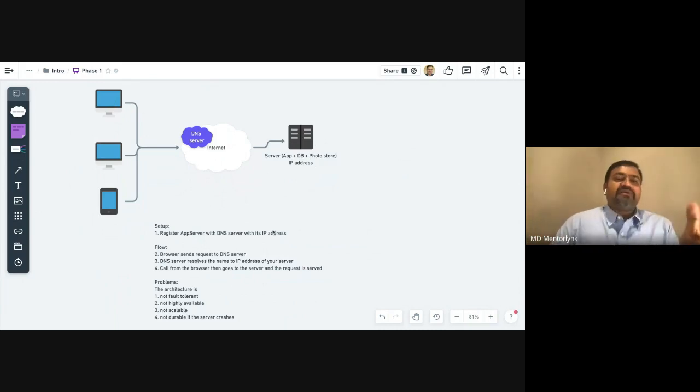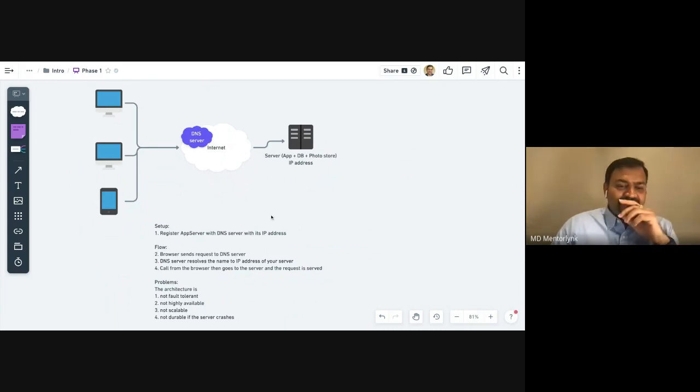What are the problems here? If we are just building it up, how would you really scale it up to more complex scenarios? This architecture, if you really see, is not fault tolerant. If the server crashes, you're gone. There's no business, there's no website.